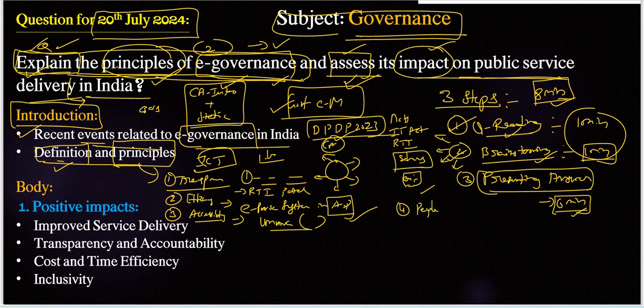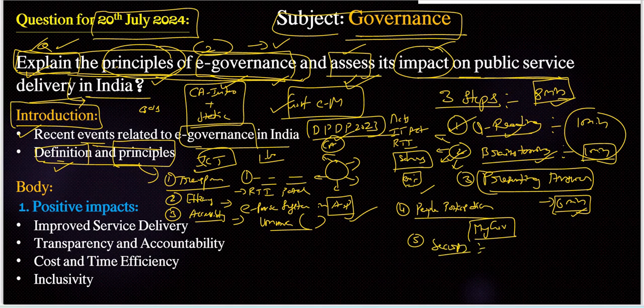People participation, or citizen participation, is a very, very important principle of our e-governance. It means encouraging citizen engagement and feedback in governance processes. For example, we have the MyGov platform to encourage citizen engagement in governance, right? MyGov. Other than that, the last one we have is security.